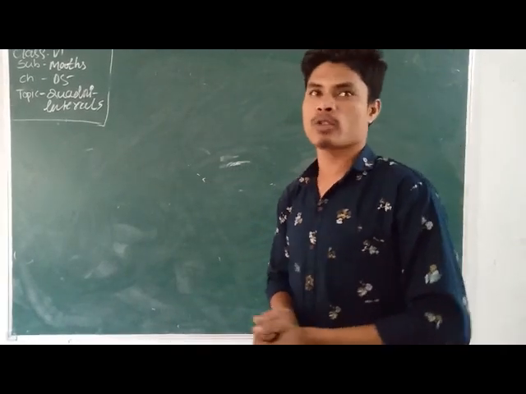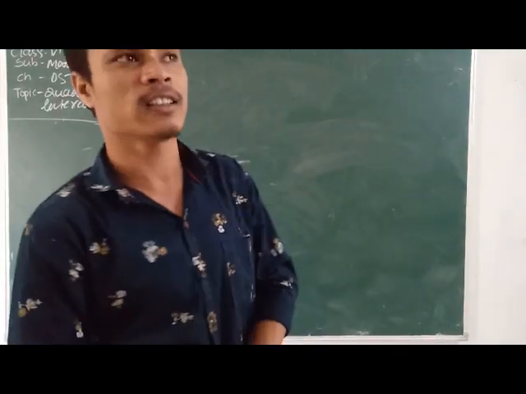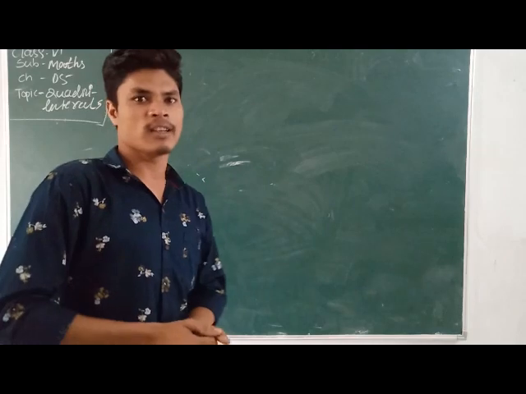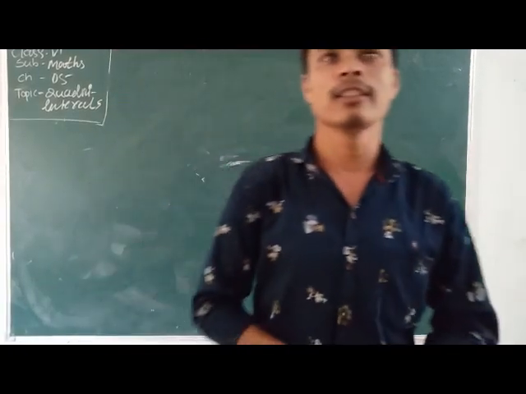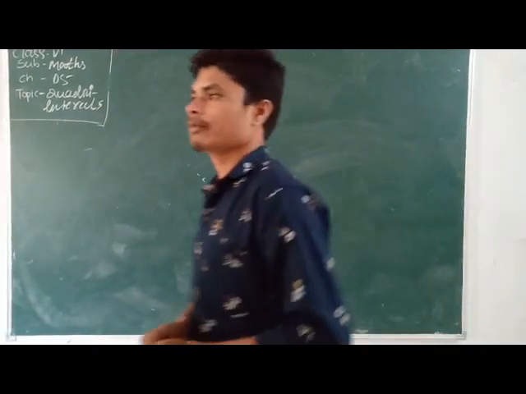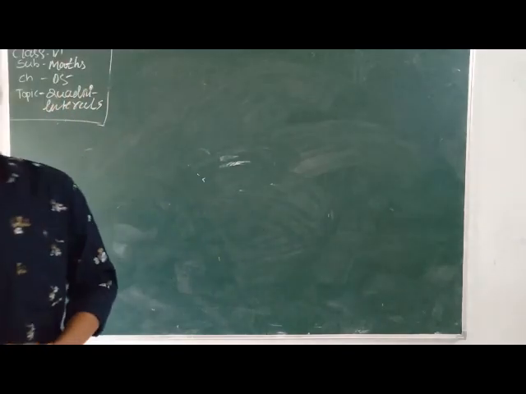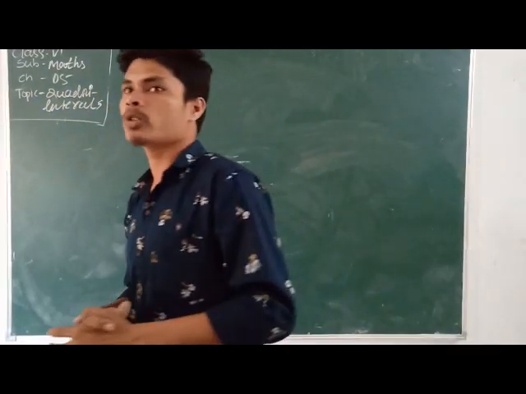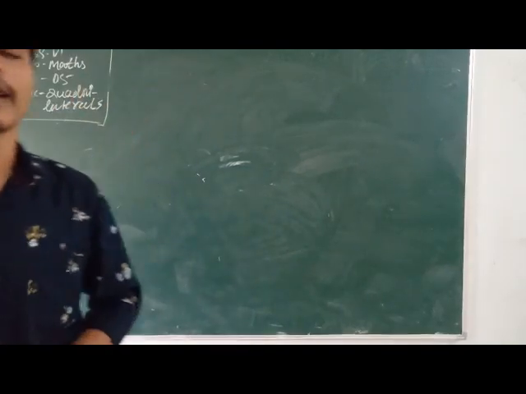Last class we discussed the types of triangles according to their sides and angles. Today we discuss quadrilaterals and their classification. What is a quadrilateral? A quadrilateral is a polygon that has more than three sides. A triangle is three sided. A quadrilateral is four sided. Today we discuss the different kinds of quadrilaterals.